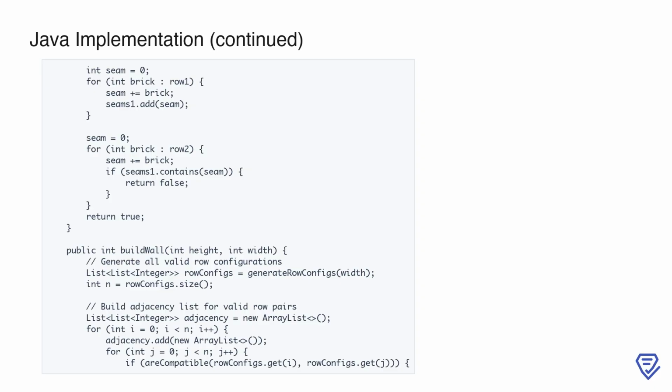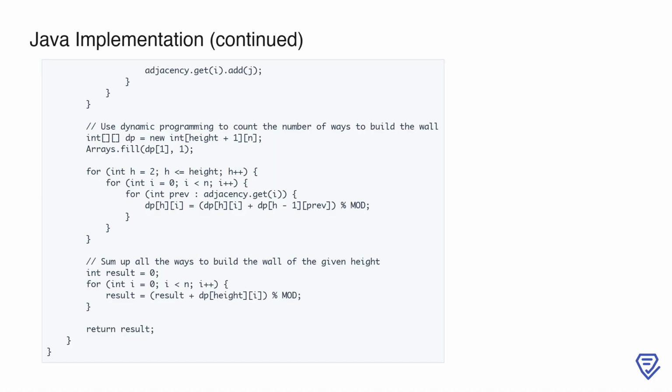After this, we move to the build wall method, where we start by generating all valid row configurations for the given wall width. We also initialize an adjacency list to store pairs of rows that are compatible. For each pair of row configurations, we use the R-compatible method to determine whether they can be stacked together, and if so, we add their indices to the adjacency list.